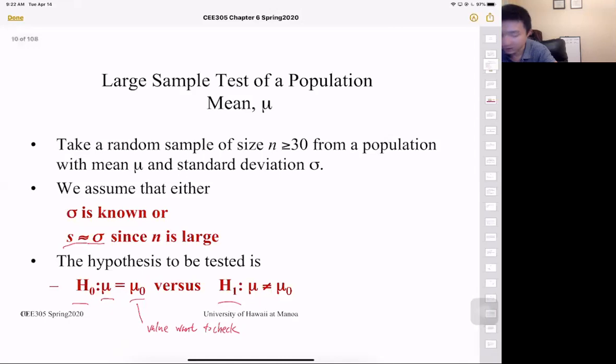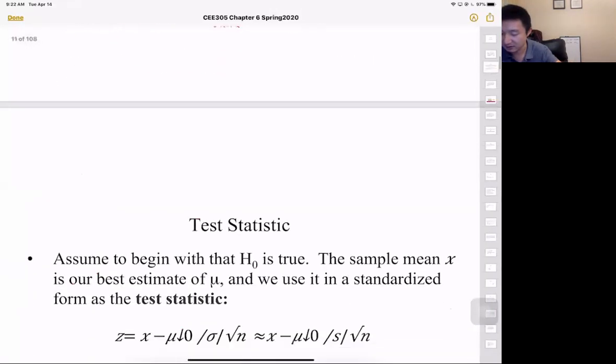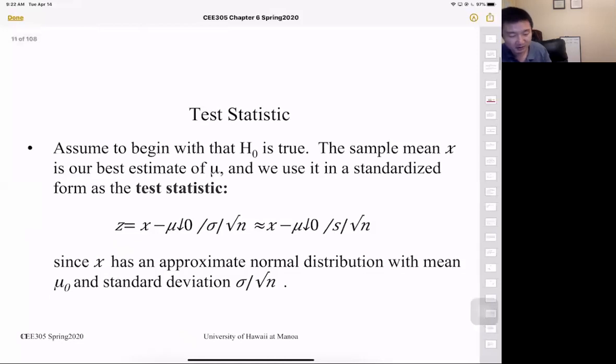And then we calculate the test statistic. In our case, we calculate the z value. The equation shown is not quite correct; it should be this. So z is equal to the sample mean minus mu0, the value we want to check, divided by S over the square root of n, where S is the sample standard deviation and n is the sample size. So we calculate the z-score based on this equation.